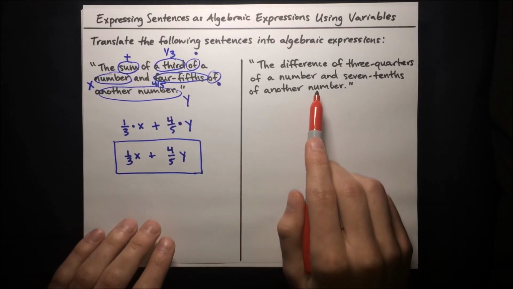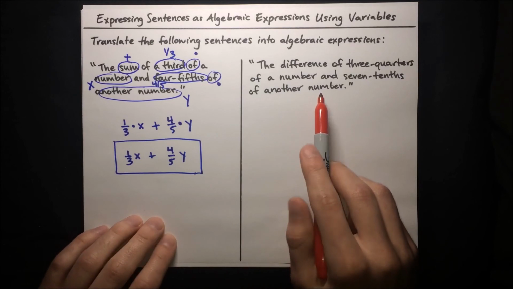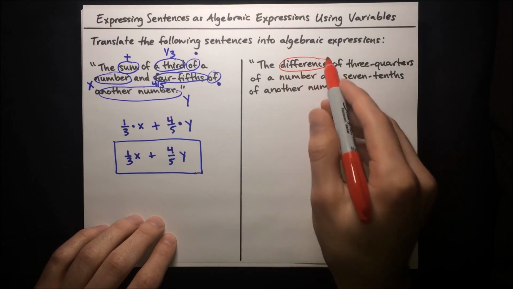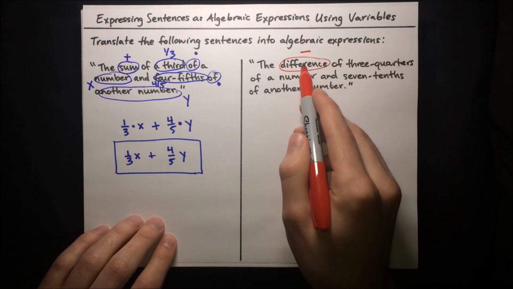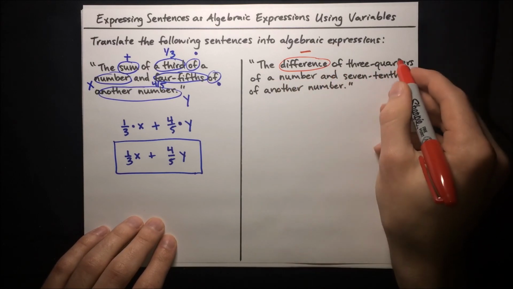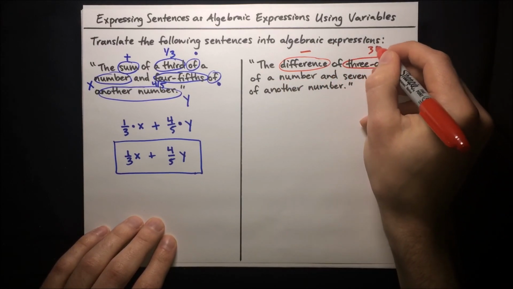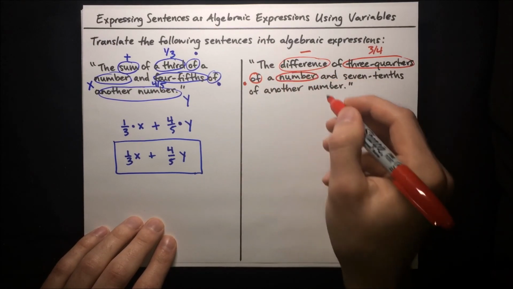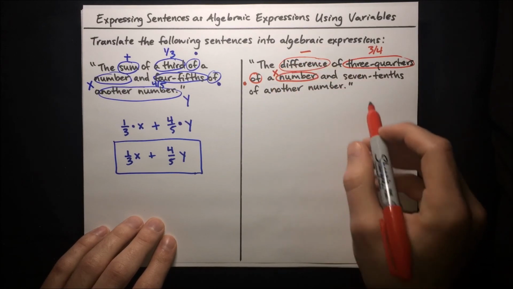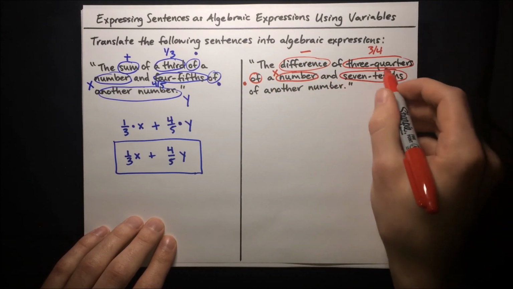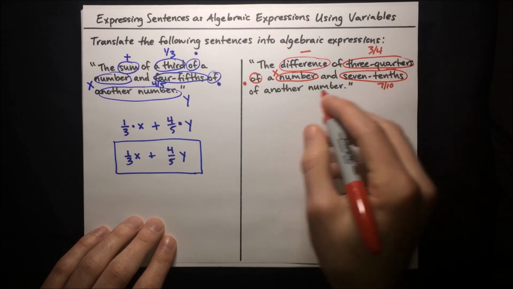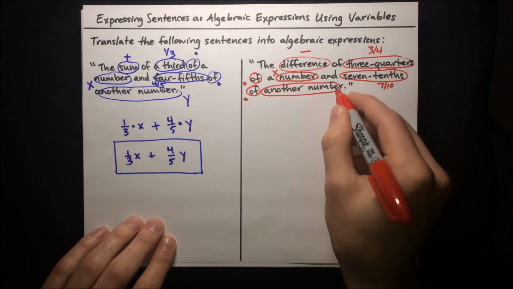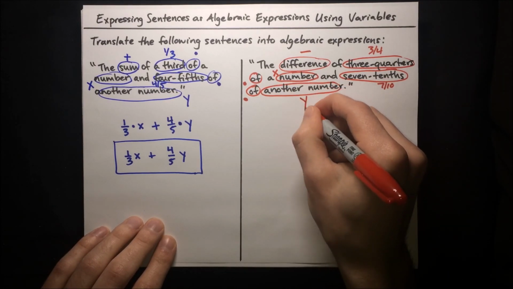For this next sentence here, it's going to be a very similar idea. So starting off assigning symbols, numbers, variables, the difference just corresponds to the operation of subtraction, and then 3/4 of a number. 3/4 is the fraction 3/4, then of, that means multiplication, and then a number, let's assign a variable, why don't we call that x, and 7/10, that's a fraction, 7/10 of, that's another multiplication, another number that needs to be another variable, so let's call that y.